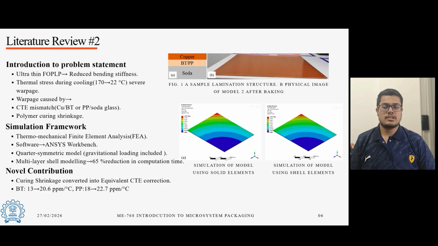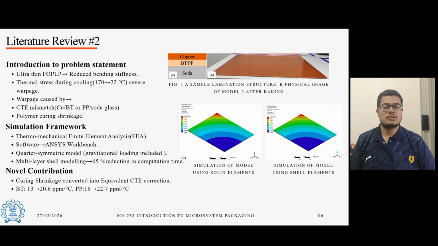During manufacturing, the structure is cured at around 170 degrees Celsius and then cooled to room temperature, that is approximately 22 degrees Celsius. During this cooling cycle, thermal mismatch stresses develop due to the difference in coefficient of thermal expansion (CTE) between copper, dielectric layers such as BT or PP, and the soda glass carrier. In addition to CTE mismatch, another critical factor is polymer curing shrinkage. When the dielectric material cures, it undergoes volumetric contraction. Most conventional thermomechanical models ignore this shrinkage, but it leads to inaccurate warpage predictions.